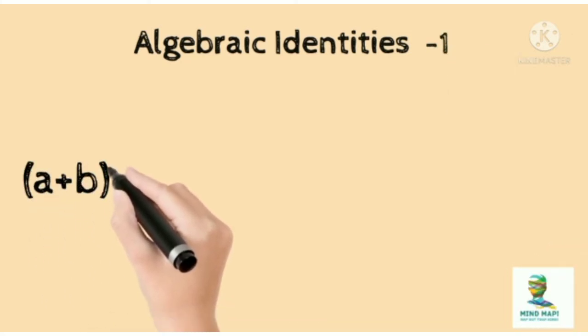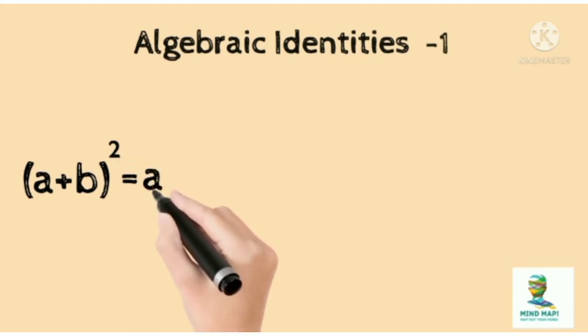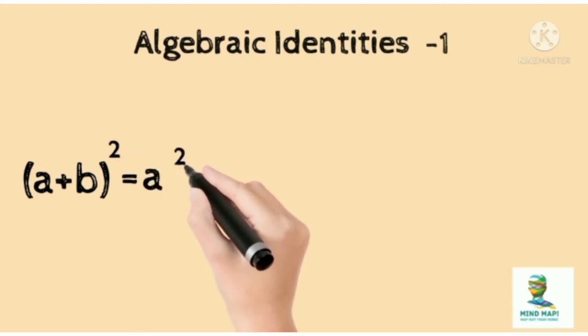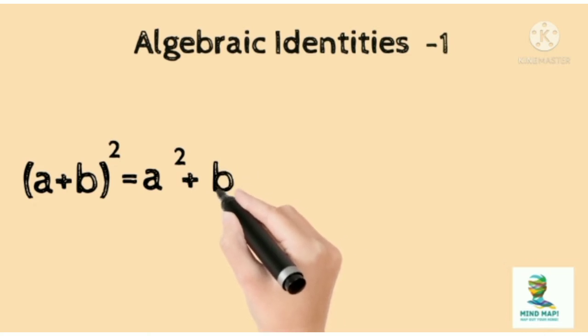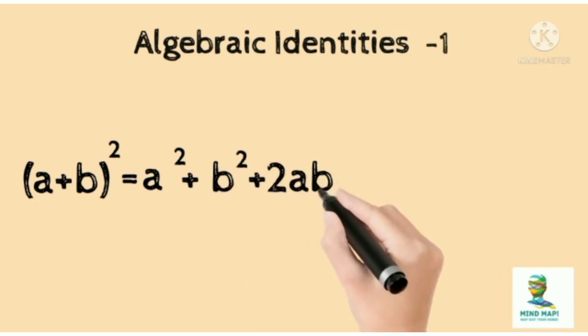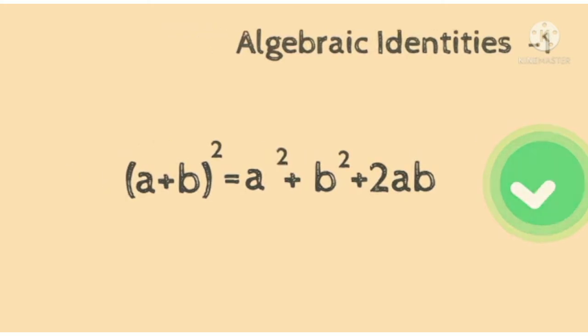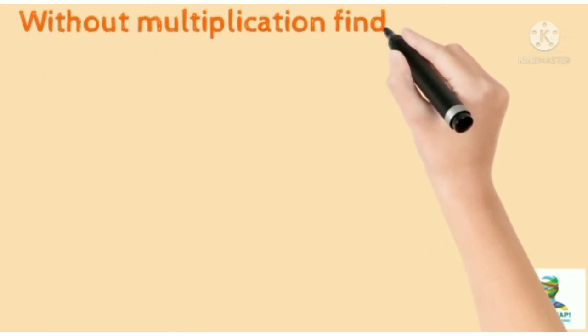Have you ever wondered, can you multiply two numbers without an actual multiplication operation? Yes, you can, using the formulas given by algebraic identities. So here I have the first formula, that is (a plus b) whole square is equal to a square plus b square plus 2ab. It's a very important formula to find the product without the operation of multiplication. So let's find out how to solve this.